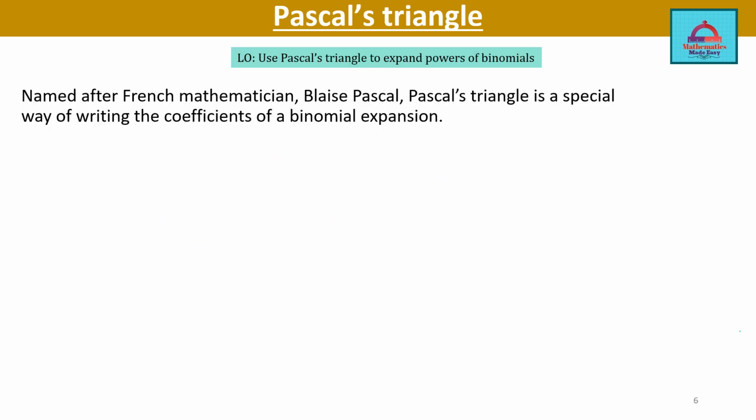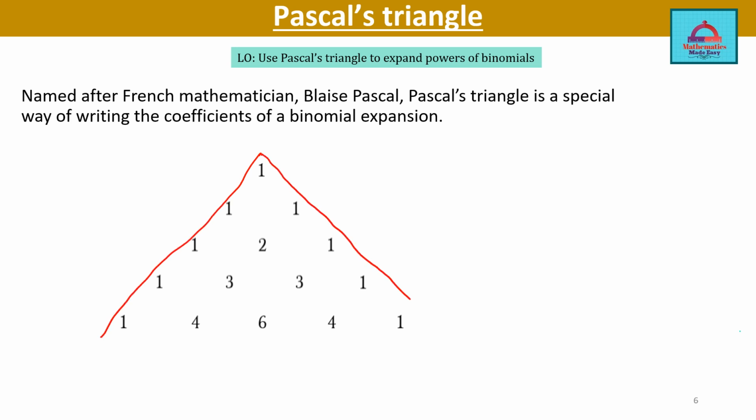Now I give to you the concept of Pascal's triangle. We can use the Pascal triangle to expand the power of binomials. This triangle was named after a French mathematician, Blaise Pascal, and it has a special way of writing the coefficients of a binomial expansion. This triangular way of writing the numbers represents a Pascal triangle because, as you can see, they are in the shape of a triangle. If I draw a rough boundary here, it will resemble the shape of a triangle. That's why the name Pascal's triangle.